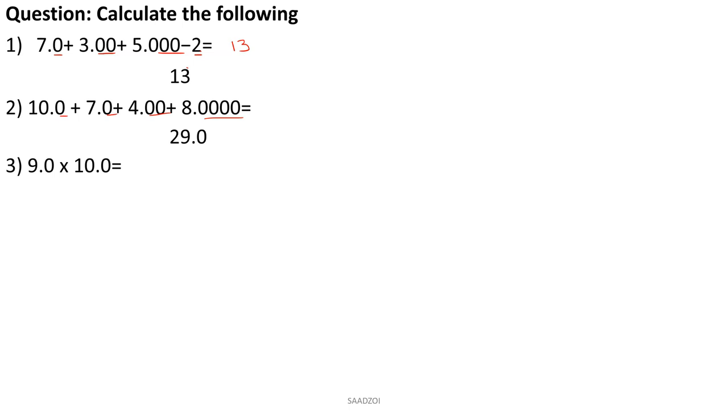Third one, 9 times 10.0. Here, it's not addition or subtraction, so it's total sig figs. We have 2 sig figs, we have 3. So my answer could only have 2 because this has the least number of sig figs. So 9 times 10 is 90. Which, if you look at it, is only 1 sig fig, but guess what my answer is supposed to have? 2. So how do I fix that?